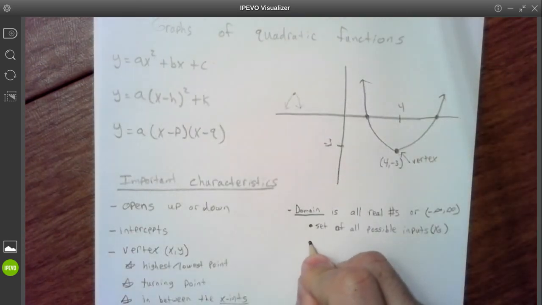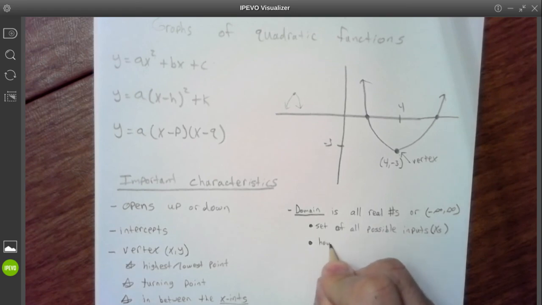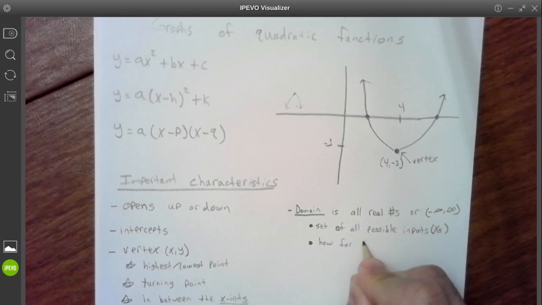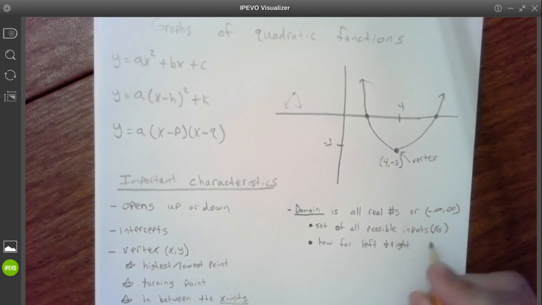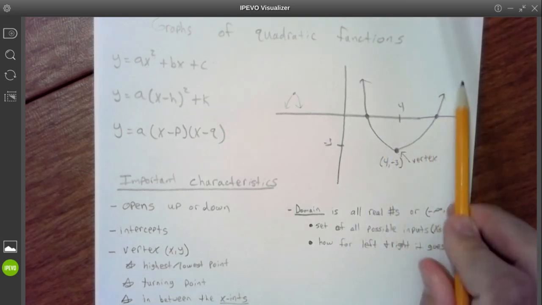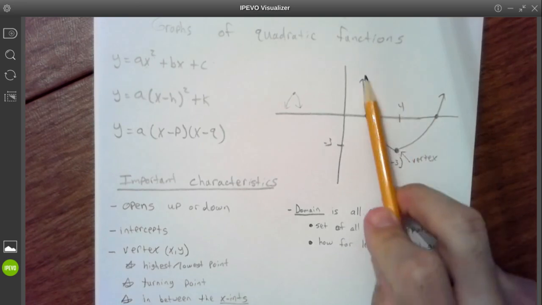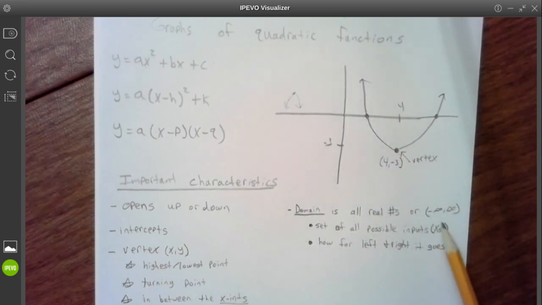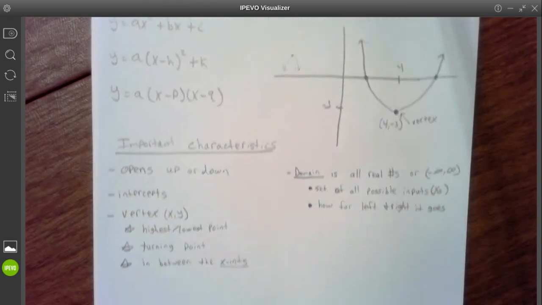The domain, you could also think of as how far left and right the graph goes. That's another way to think about the domain of a function, how far left and right it goes. That's like its x values. So this thing goes up and to the right forever, it goes up and to the left forever, and so we say it has a domain of negative infinity to infinity.